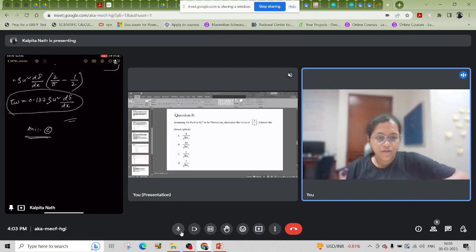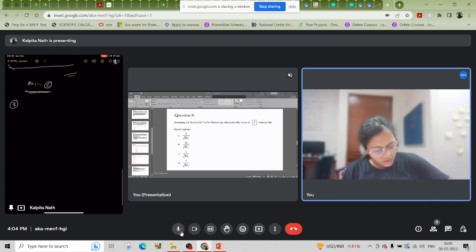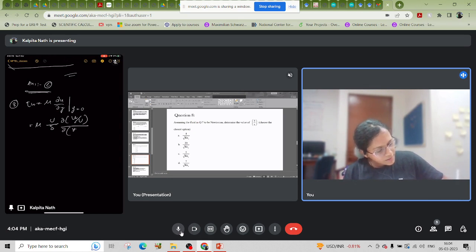Let us get on with the solution. This is the extension of question number 7, and it says if we assume a Newtonian fluid, then determine the value of delta by x. So if Newtonian fluid, then tau w is equal to mu del u del y at y equal to 0. That is mu U by delta, del small u by capital U, upon del y by delta.